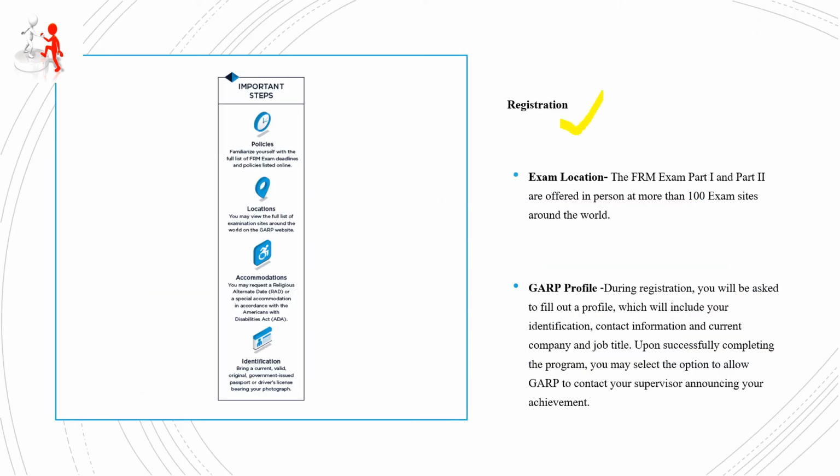Moving on to the registration part. Before registering, first you'll have to familiarize yourself with the policies. Then you'll have to see the locations, which are more than 100 exam sites around the world. Details you can get on the official website. Then you can look for your accommodation also, and then you'll have to get a valid identification card. During registration, your GARP profile will be created with all your details, and upon successfully completing the program, you may select the option to allow GARP to contact your supervisor announcing your achievement.